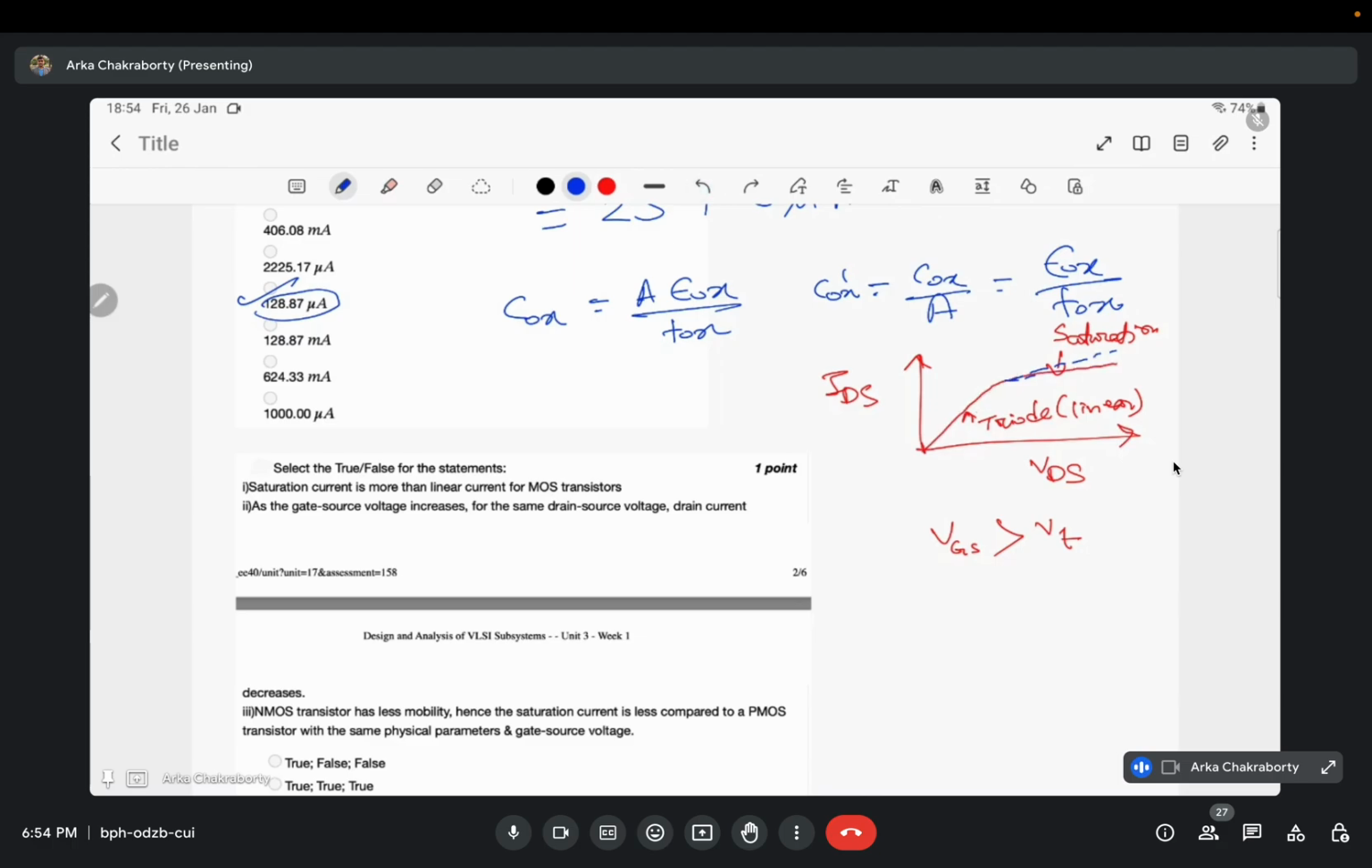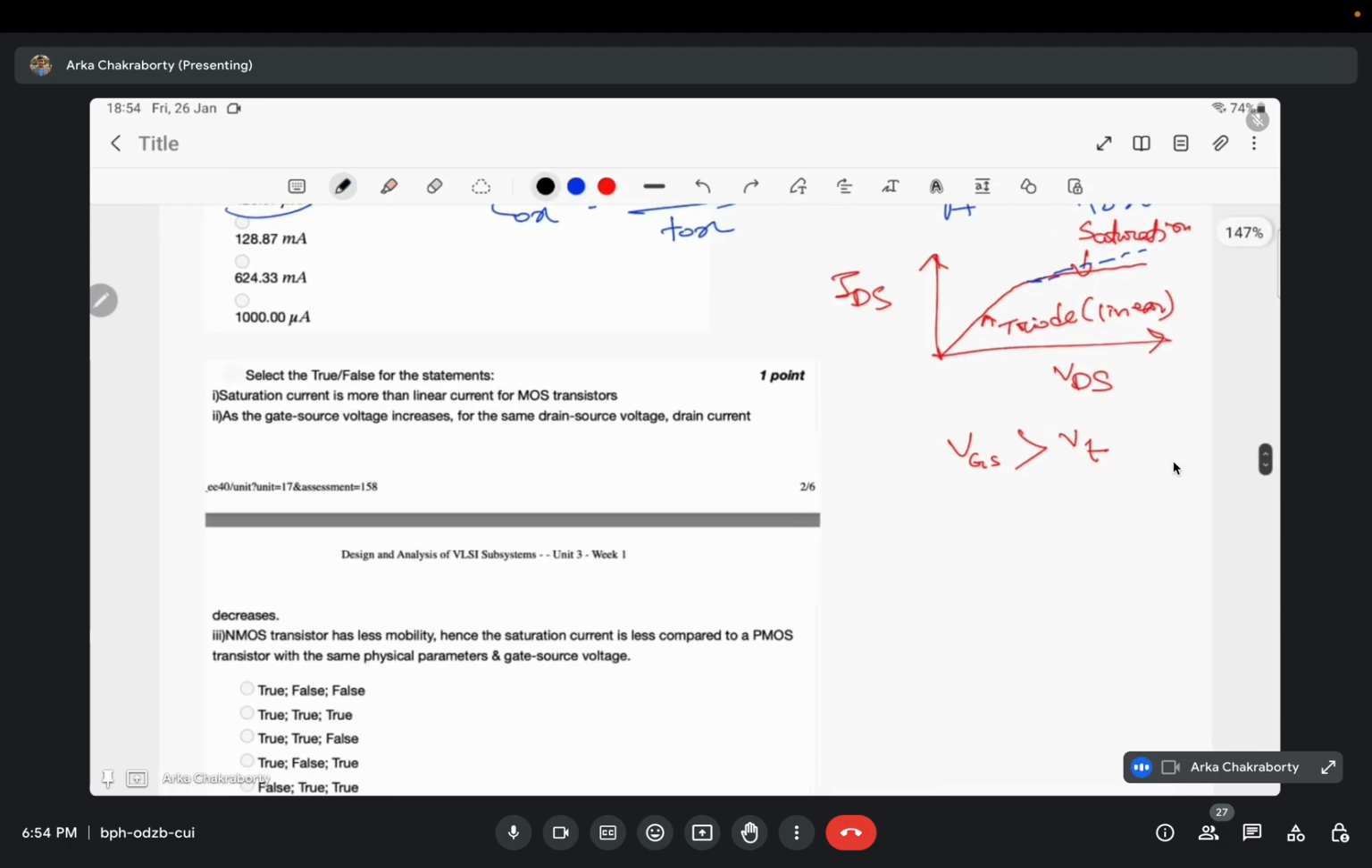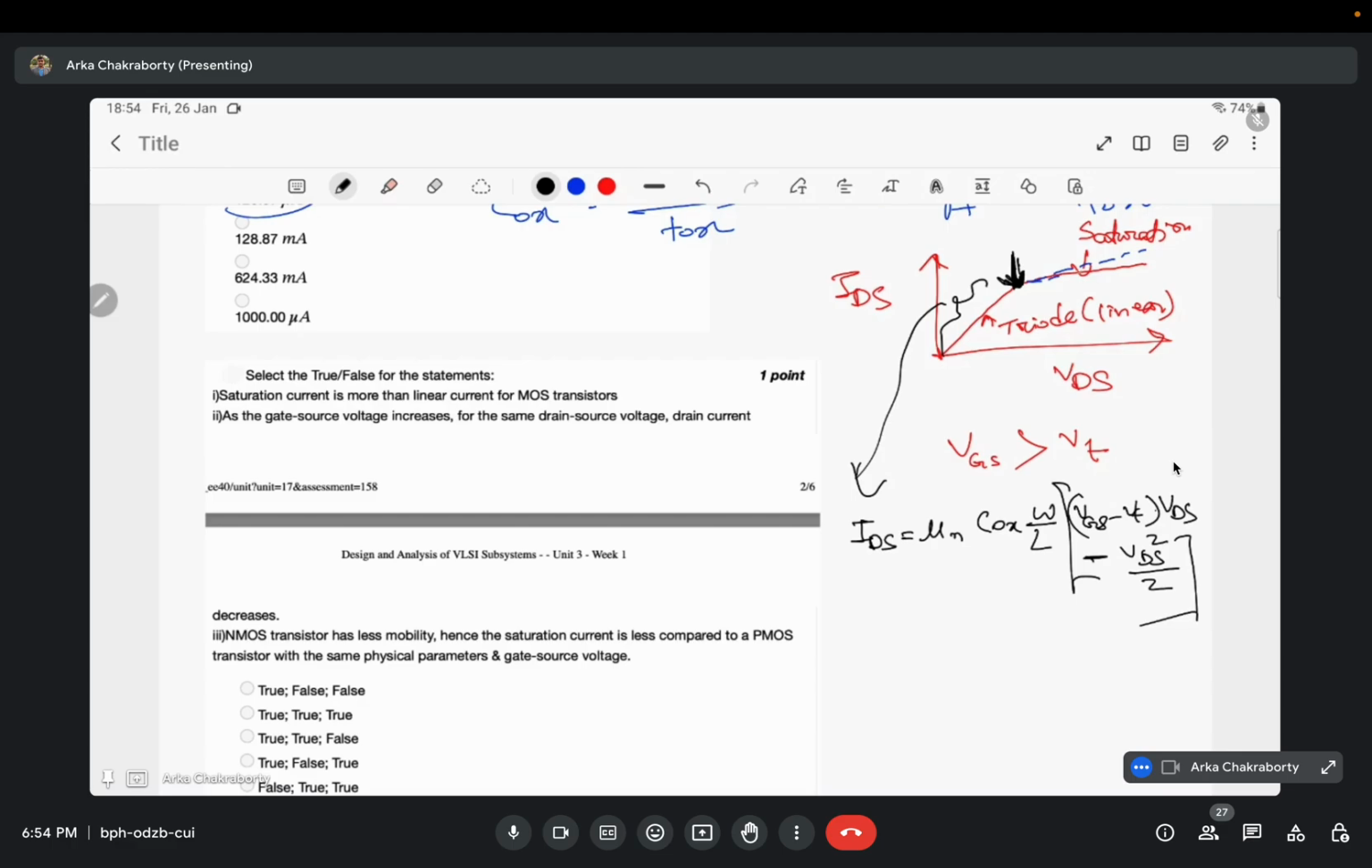So in this region, the equation of the current is IDS equals mu n Cox W by L, VGS minus VT into VDS, minus VDS square by 2. This is valid up to this point. This is called the pinch off point. Up to this point this equation is valid, and beyond this you have to modify it.